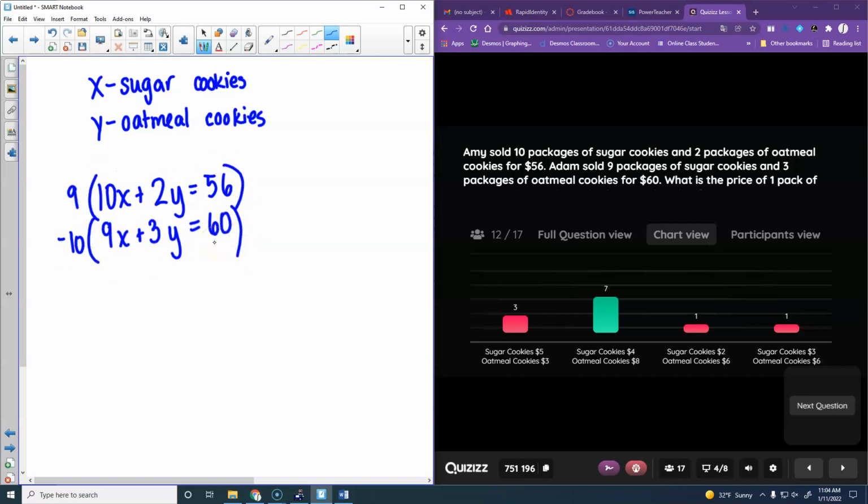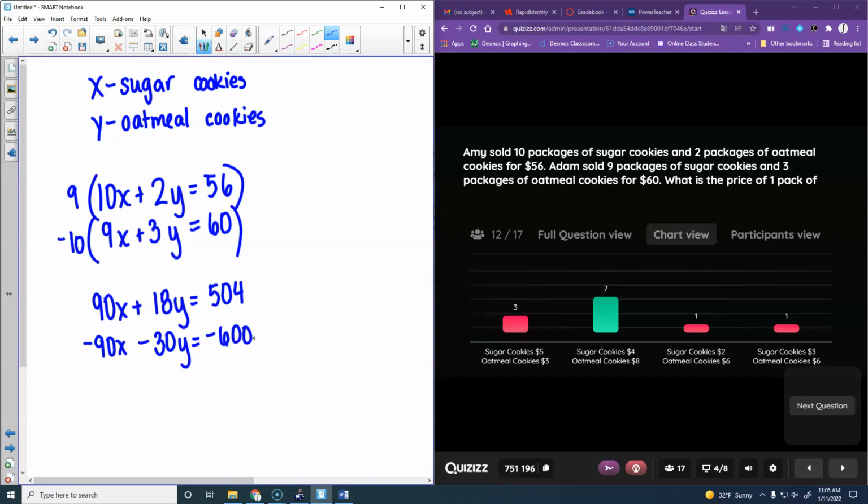You also could do the 2s and 3s if you want to get rid of the Y's first, but I'm going to do what Julian said and do the 9 and the 10. So that's going to give me 90x plus 18y equals 508. And then you get negative 90x plus negative 30y equals negative 600.